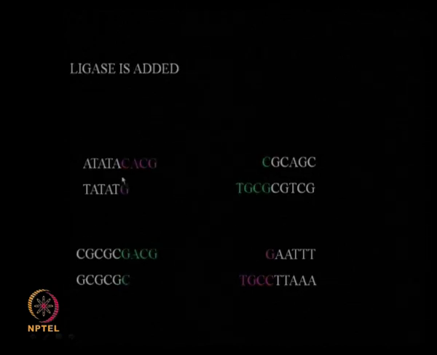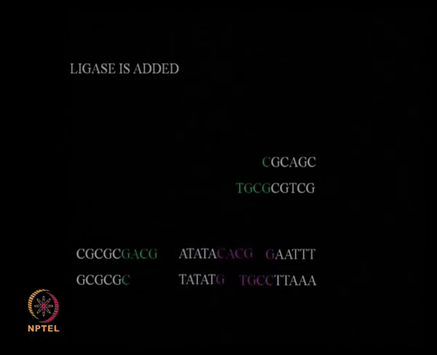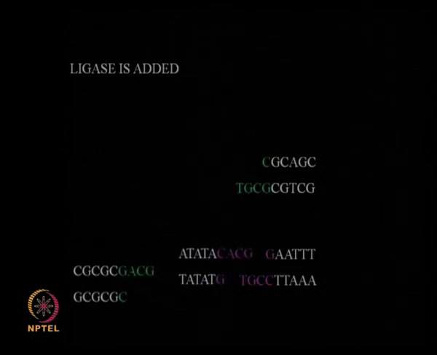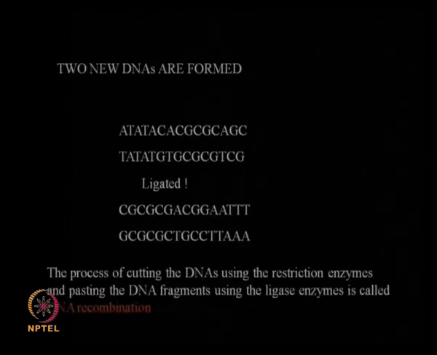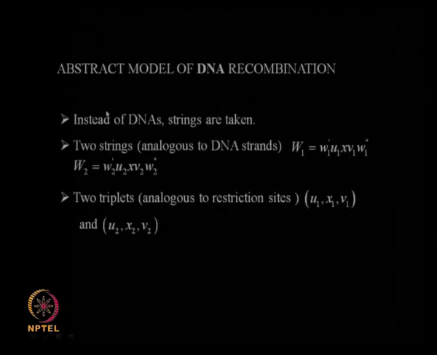Then when you add the ligase, this joins like this and this joins like this. So, in the end you get two other strands. This operation is called splicing and formally it is represented as a splicing system. The abstract model is defined like this.